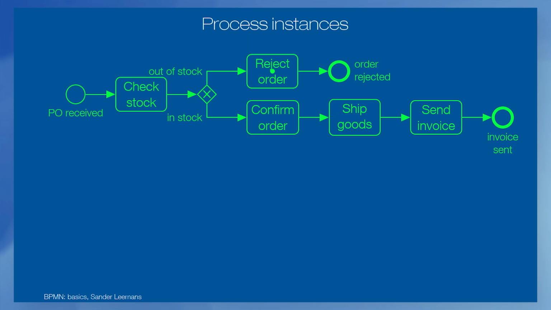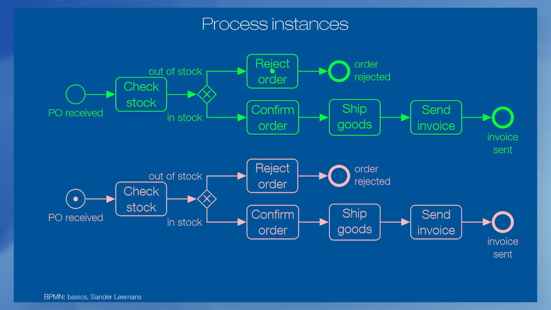In the meantime, another purchase order arrives. And the environment handles that by starting up a new copy of the process model and putting a token into the PO received start event. Now the start event forwards its token. So we see, in the pink model, we forward the token towards check stock.